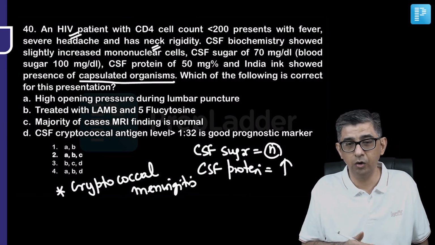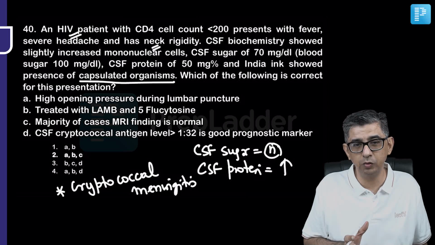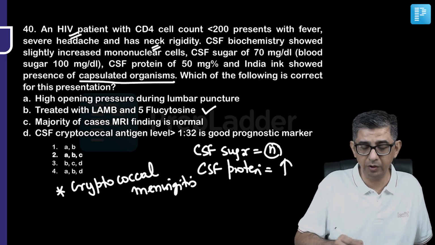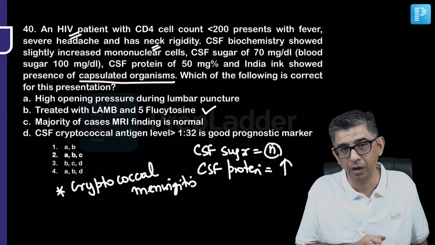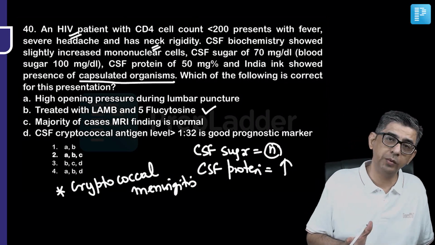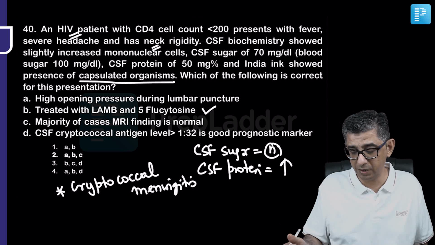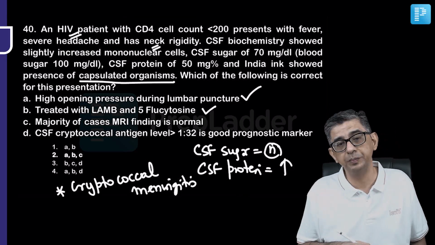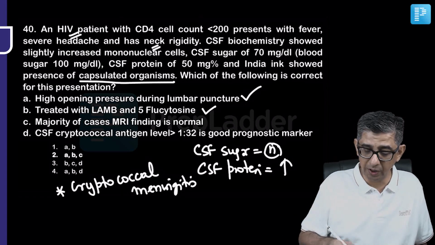Now, what would you do for the management of these patients? You would give these patients liposomal amphotericin B and 5-flucytosine. Because there would be an irritation of the choroid plexus and inhibition of reabsorption of CSF, the pressure in the brain would be elevated. In the majority of cases, MRI can be normal.